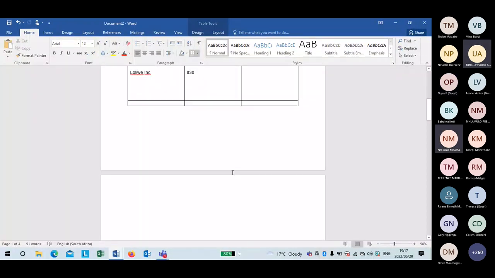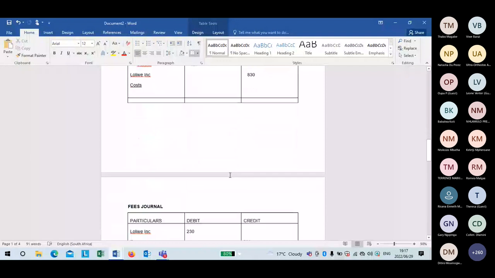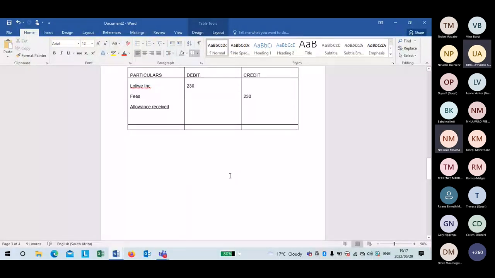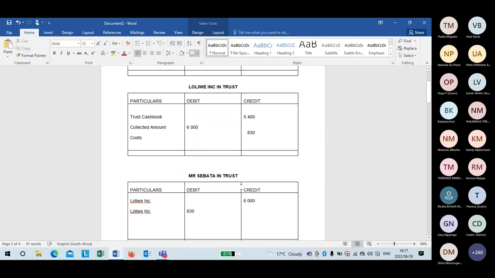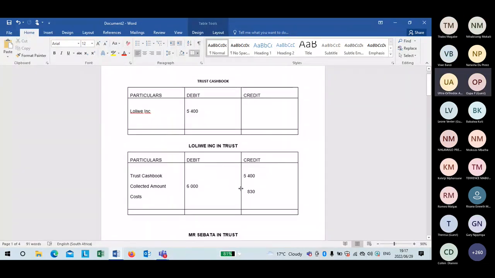Let's go back. There's only money in trust. On the credit side, what is the total? 6,230. Is the 230 not available? It is available. Does everybody get this? Yes, sir. Yeah, it's available.